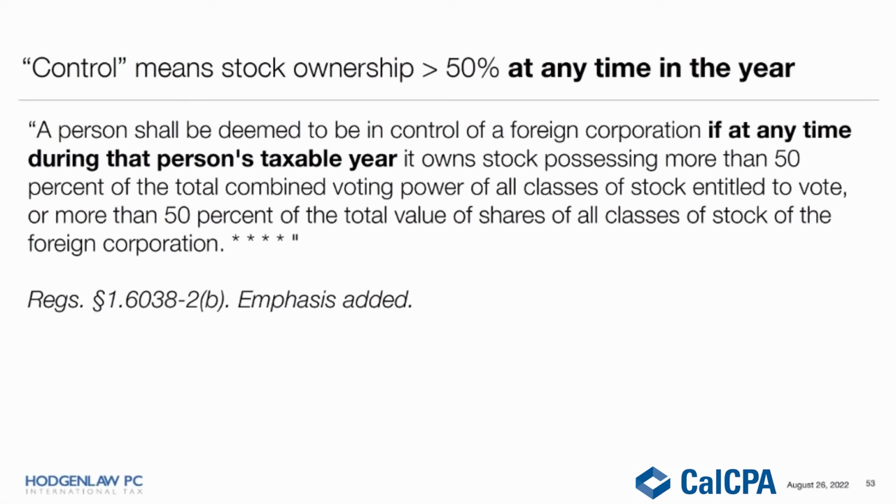Again, control is temporal. So at any time during the tax year, did you own more than 50%, even for a fleeting moment? And this one can sometimes get you, particularly in situations possibly with reorgs and stuff like that.